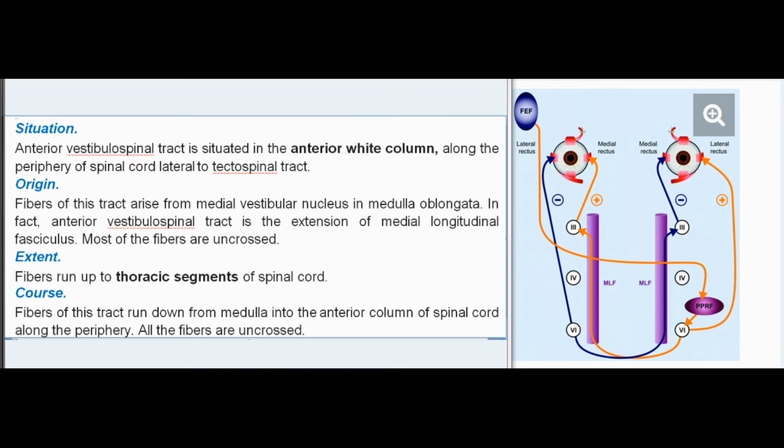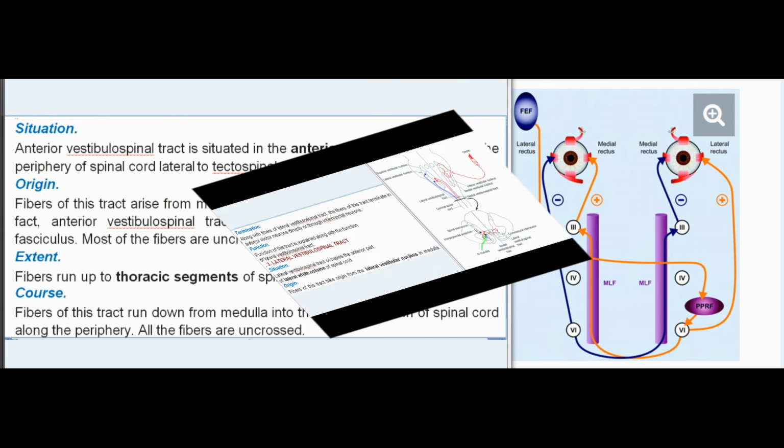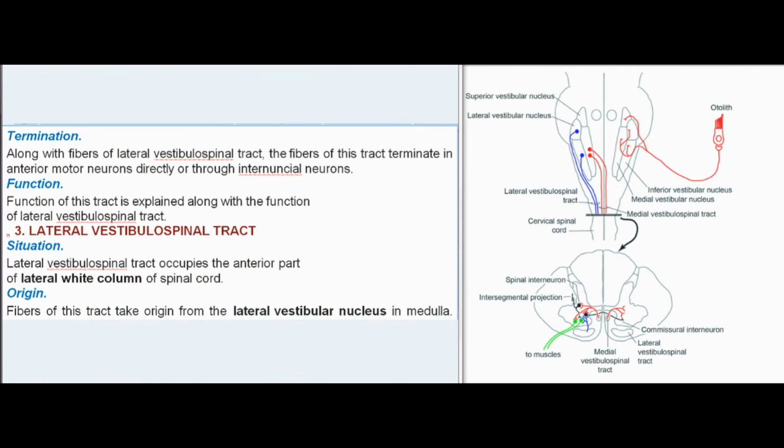Course. Fibers of this tract run down from medulla into the anterior column of spinal cord along the periphery. All the fibers are uncrossed. Termination. Along with fibers of lateral vestibulospinal tract, the fibers of this tract terminate in anterior motor neurons directly or through internuncial neurons. Function. Function of this tract is explained along with the function of lateral vestibulospinal tract.